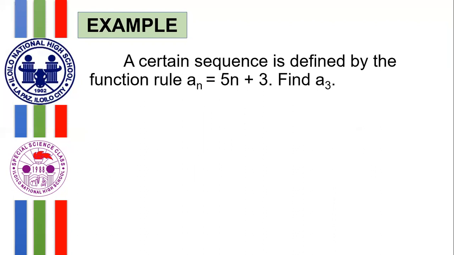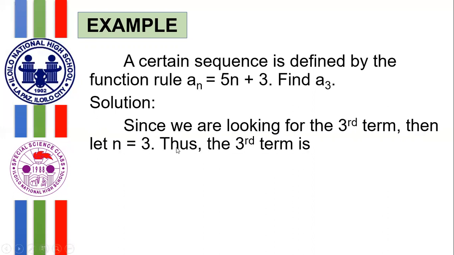Find a sub 3. So note that for this one, we have a sub n equals 5n plus 3. And since we are looking for a sub 3, you could see here that the subscript of a is 3. And hence, to look for the third term, all you have to do is substitute all n's with 3. So in this case, since we are looking for the third term, then let n equals 3.